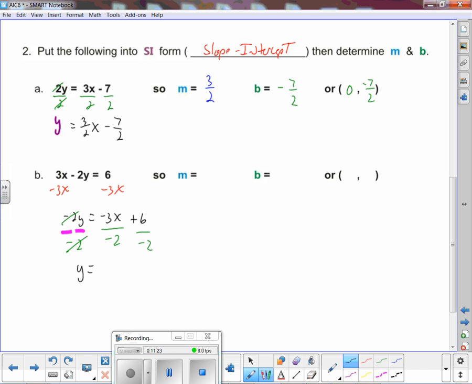Would we leave it negative over negative? No, we'll change it to a positive 3/2 x, and then positive 6 divided by negative 2 is a negative 3. All right, that's all the work. Right now it's easy to find the m. So hopefully you agree the m is 3/2 again.